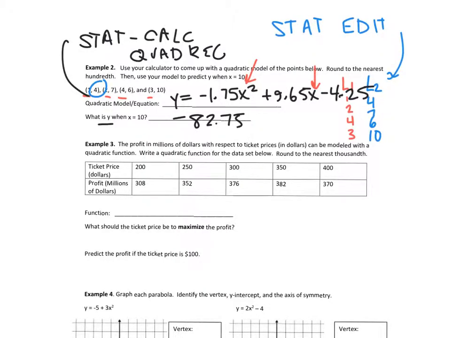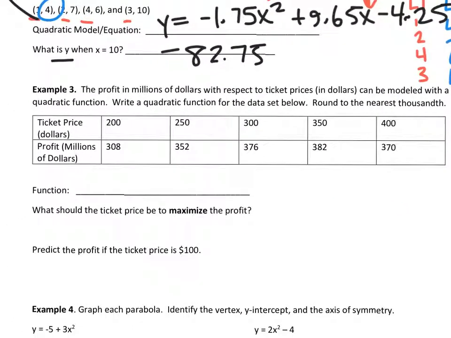Okay, so next example. The profit in millions of dollars with respect to ticket prices can be modeled with a quadratic function. Write a quadratic function for the data below. Round to the nearest thousandth, so my thousandth is going to be 3 decimals. So I'm going to put these numbers in my L1, these numbers in my L2, and I'm going to do the quadratic regression.